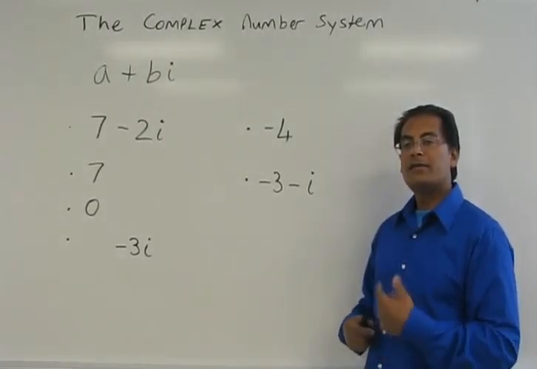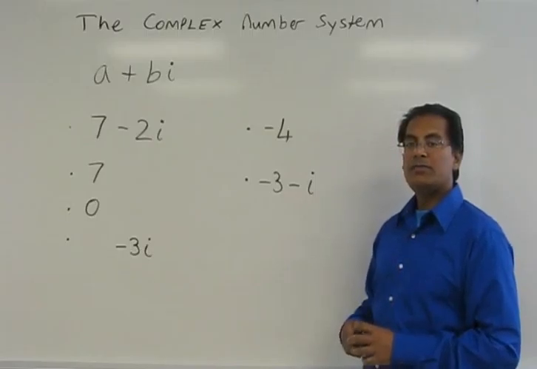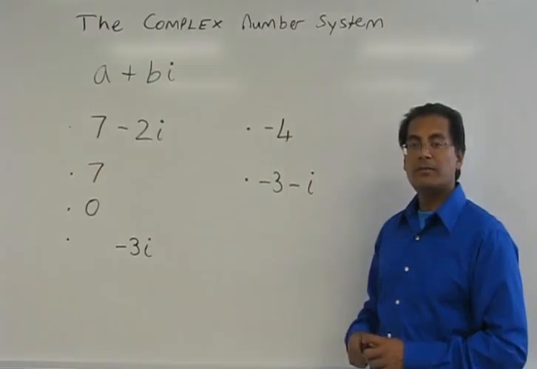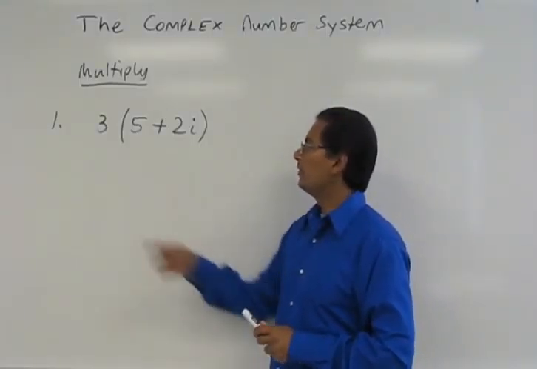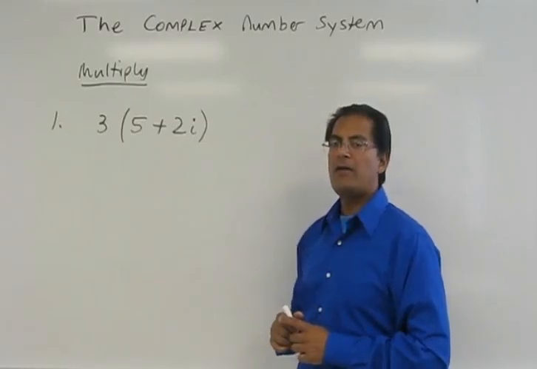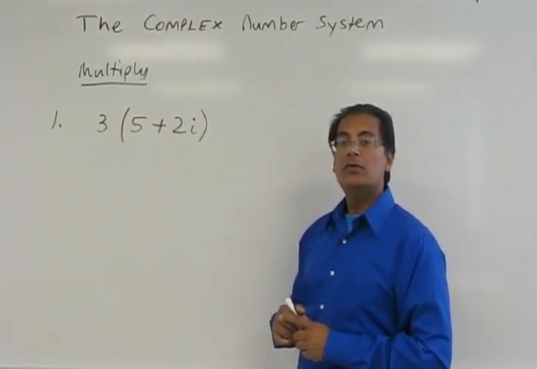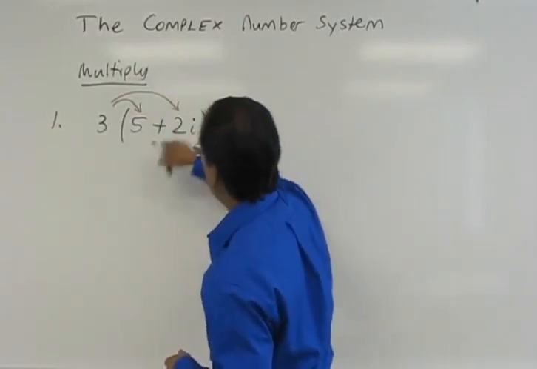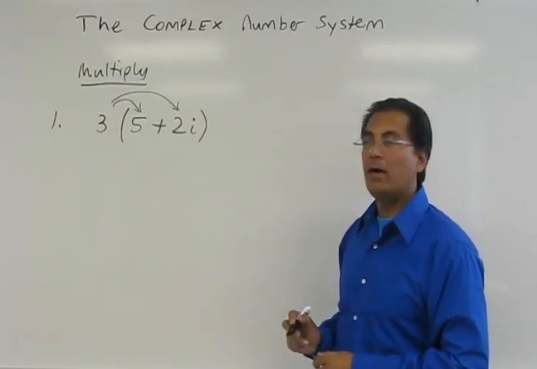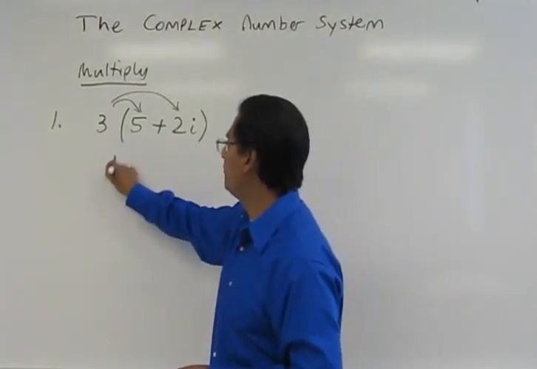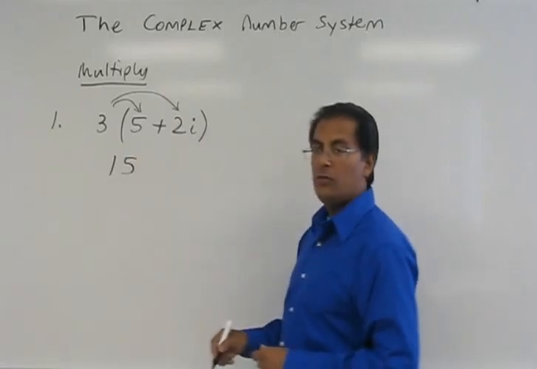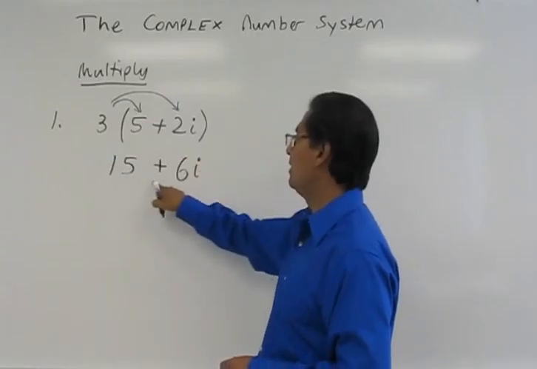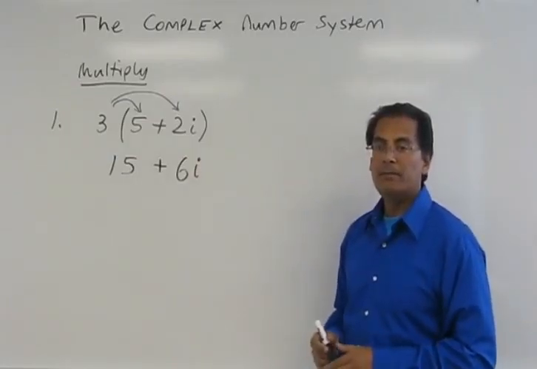So you can actually do calculations with complex numbers, and we'll look at a few operations, multiplying and dividing complex numbers. Suppose you're asked to multiply 3 times the complex number 5 plus 2i. Well, you can use the distributive property, just as we have always done. We multiply 3 times the real part and 3 times the imaginary part. So 3 times 5 gives me 15, and 3 times 2i gives me 6i. So we would have 15 plus 6i, which is another complex number.